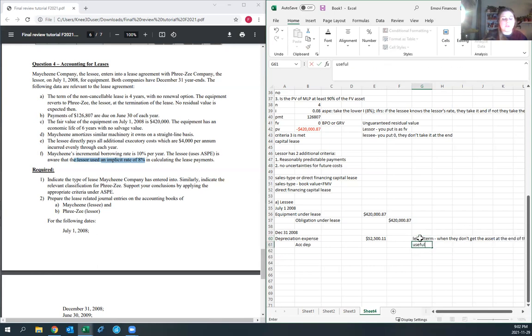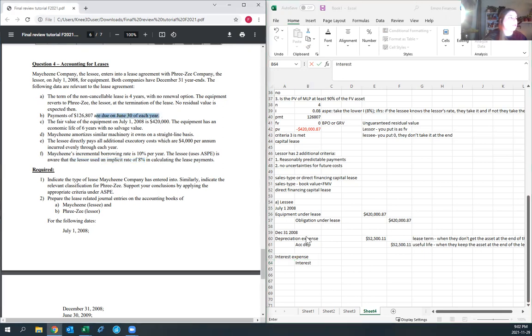You're going to use the useful life of the asset when they keep the asset at the end of the lease. Okay, so your accumulated depreciation is the same amount. And then you're also going to have your interest expense for the 6 months, but you're not paying it now. You're only going to pay it on June 30th, 2009.